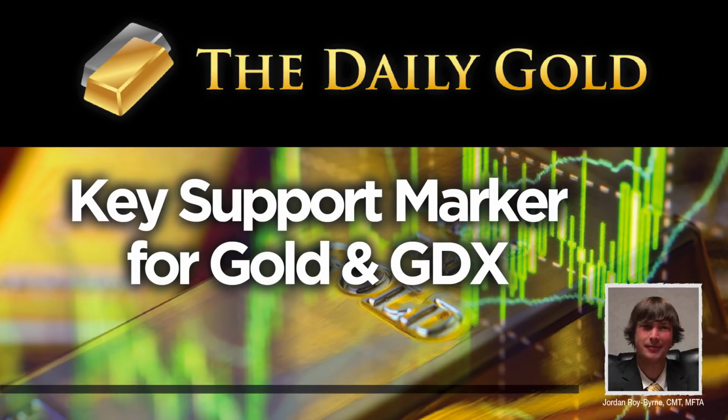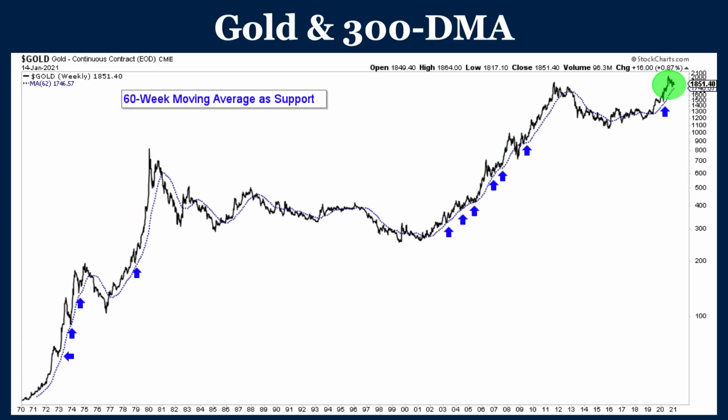And in this quick video, I'm going to discuss a key support marker, a key moving average for both gold and GDX. Okay, so for gold, we have to look at the 300-day moving average. And here I have a weekly line chart, and I'm showing the equivalent to the 300-day, which is about the 62-week moving average. This is a weekly chart with an approximation, and just look at the arrows.